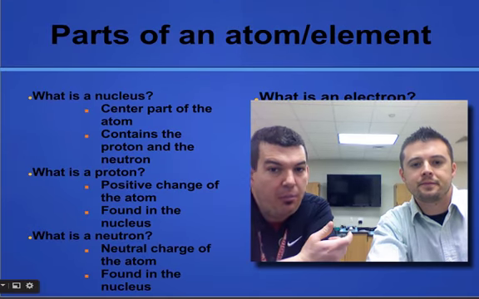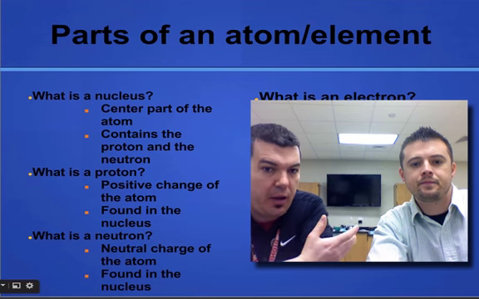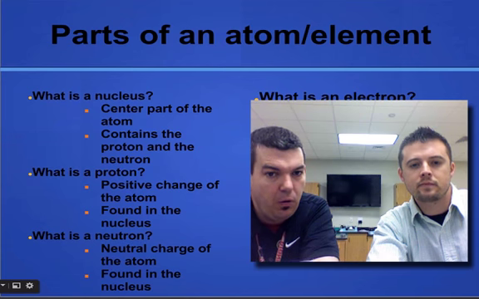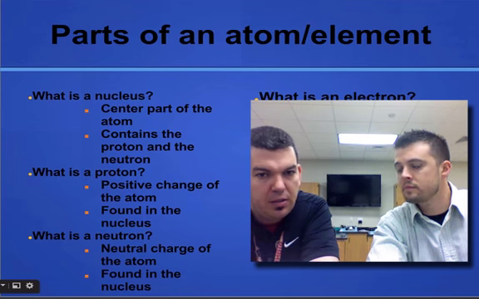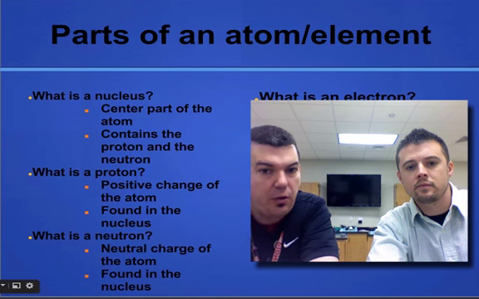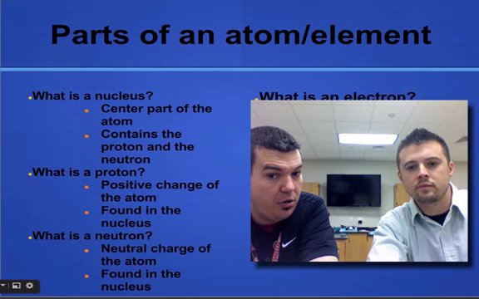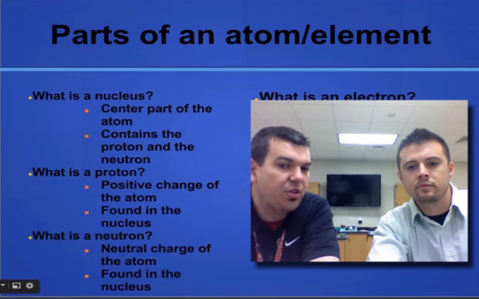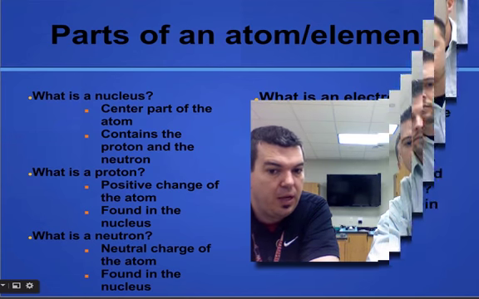So the parts of the atom that you need to know: the nucleus, obviously, is very important. It's kind of like the center, the hub of the whole atom. Scientists disagree sometimes on what exactly an atom looks like, but we don't disagree on the parts. The nucleus, the center part of the atom, has the proton and the neutron. Remember, the proton's the positive charge of the atom. The neutron is the neutral charge. It just kind of hangs out. We're not really sure a lot about its purpose, but it's there.